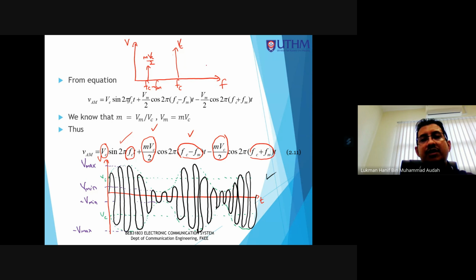Another one, from the equations, I can draw the upper sideband. The upper sideband is located at FC plus FM, and it has the amplitude of MVC over 2. So this is what we call the amplitude spectrum.